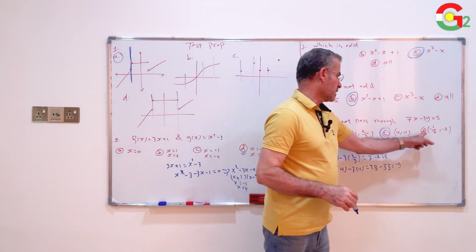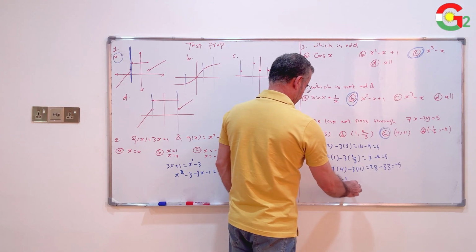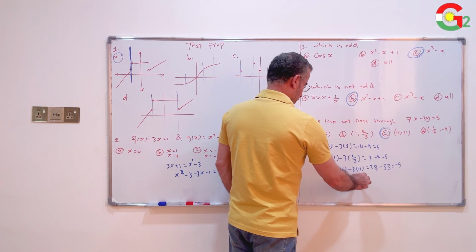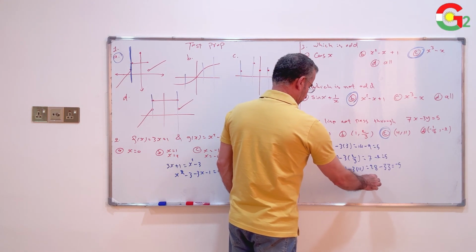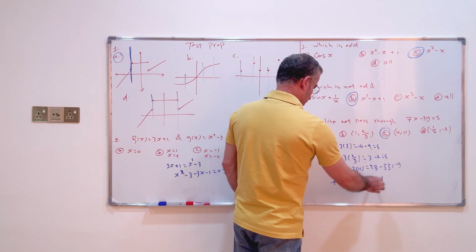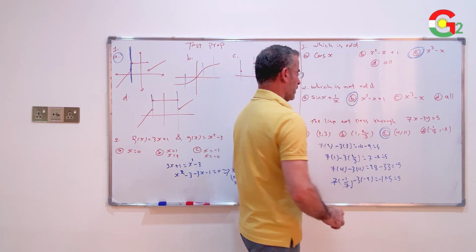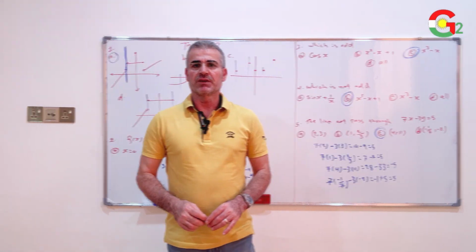Let me check the last one. 7 times negative 1 over 7 minus 3 times negative 2 equals negative 1 plus 5 equals 5. This point also passes. The right choice is C.